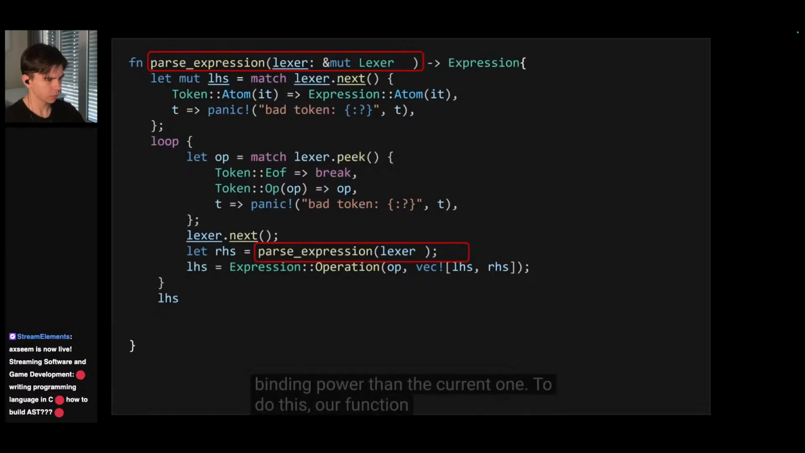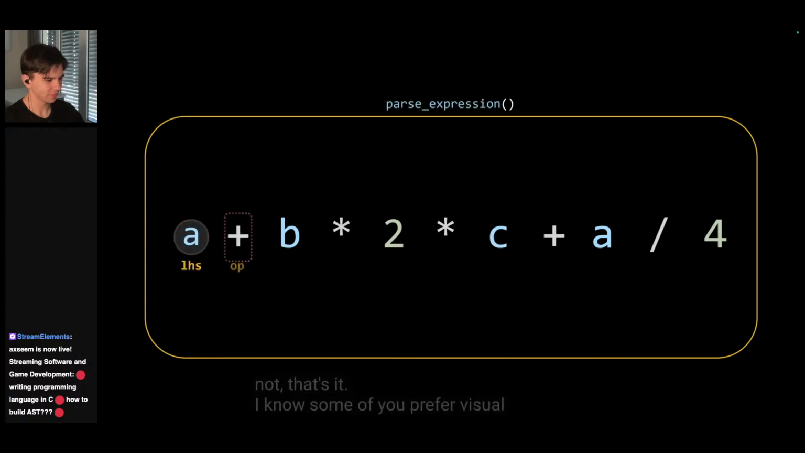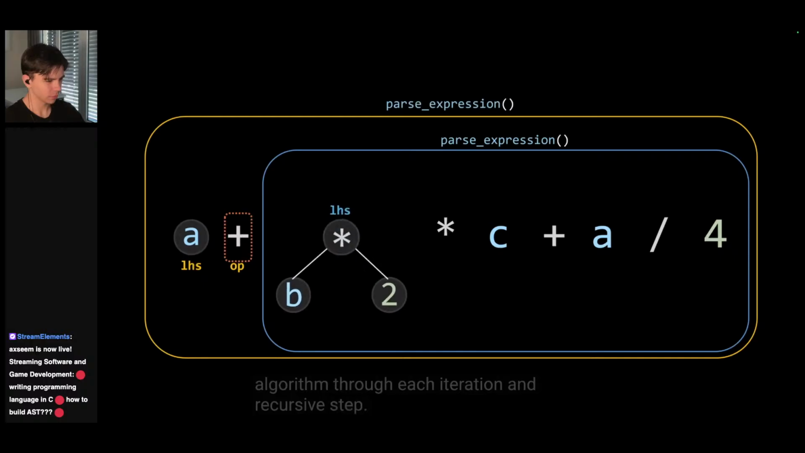To do this, our function needs to receive the right side binding power of the caller's current operator, so it can compare it with the left side binding power of its own operator and determine when to break the loop. The binding powers, of course, come from the function we defined earlier. And believe it or not, that's it. I know some of you prefer visual explanations of what the code is doing, so here's an animation that follows the algorithm through each iteration and recursive step. I recommend slowing down the video if you need a moment to catch up with what's happening.